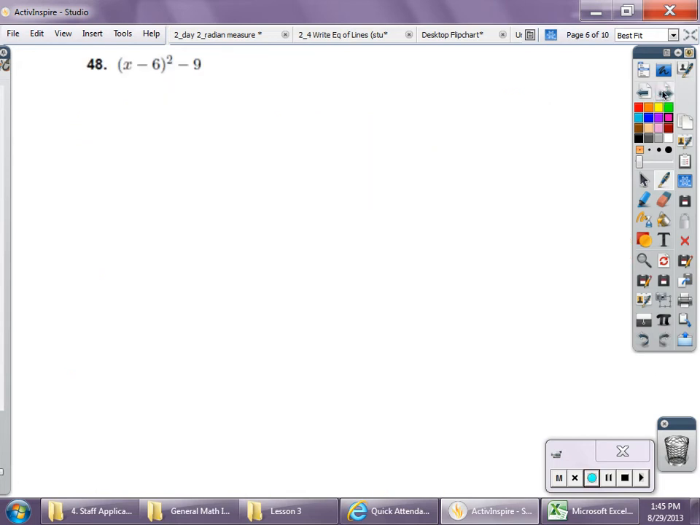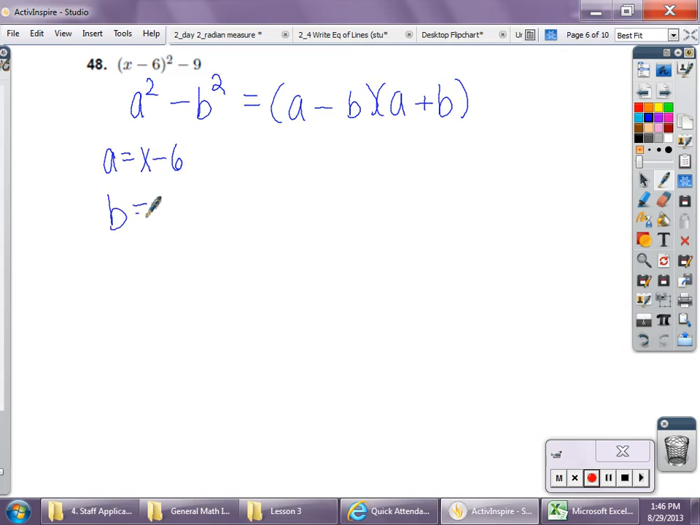So that was 10. This one I just put up because just in case you didn't see or recognize that this is the same thing as a squared minus b squared. A minus b times a plus b. In this case, a is equal to x minus 6 and b is equal to 3. Sorry, 3. Oof. All right.